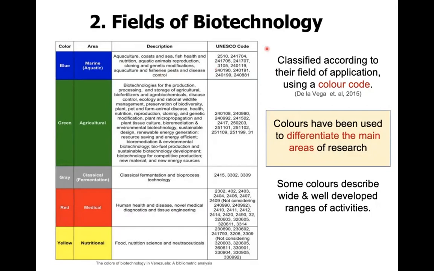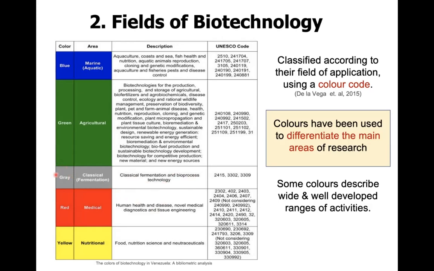control. Okay, so kalau agriculture lagi besar, agriculture dia banyak. So some of it contohnya biofertilizers, agrobiochemical, preservation, and cloning, all that are all in under the green code. Kalau grey is more on the bioprocess industry. Okay, classical fermentation and bioprocess technology.